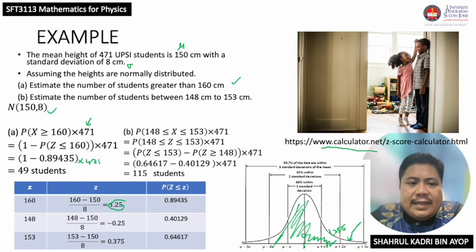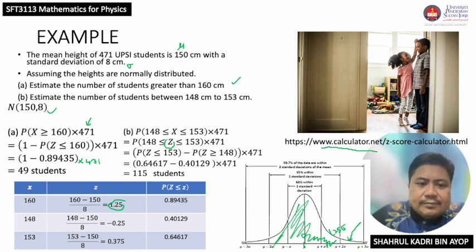How about if you want to calculate between 148 and 153, how many of them? So you can write the probability of a height between 148 and 153 times 471. That means, how can we calculate that? So we have to transform to Z value. Okay, so what we can do is get 148 equal to -0.25, so it's around here probably. Okay, so this is 0.25 negative and 0.37 is around here.